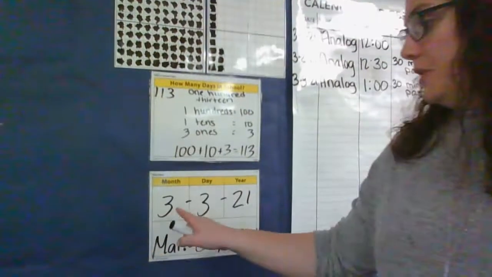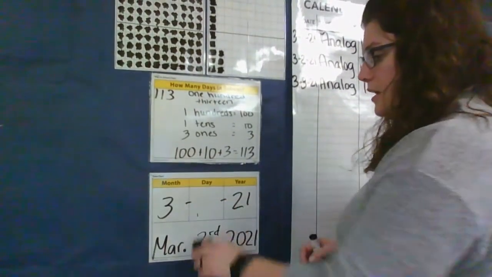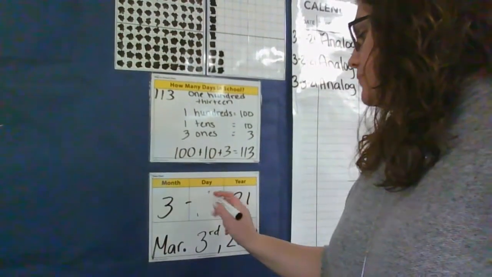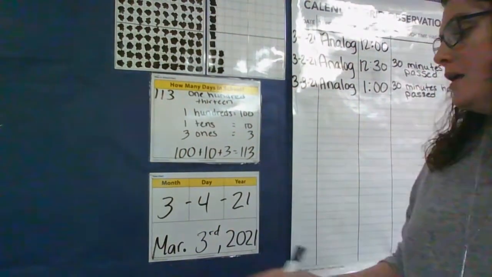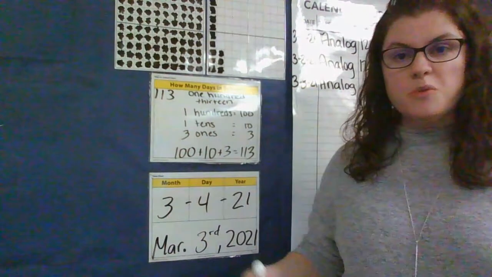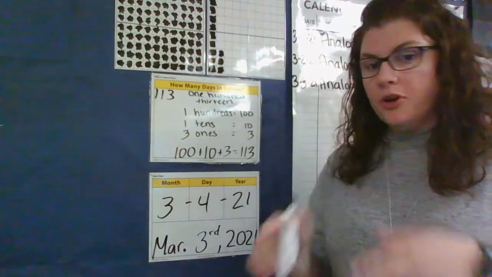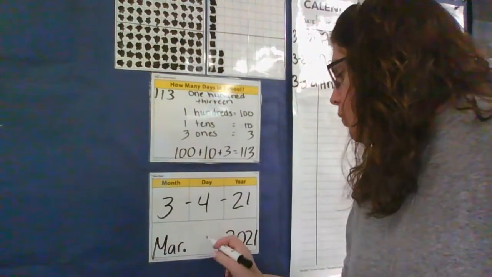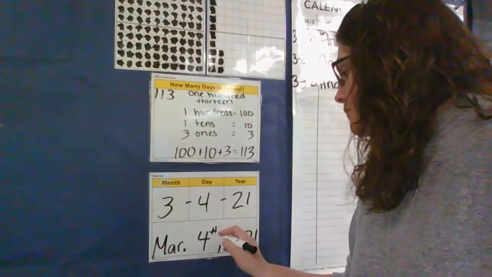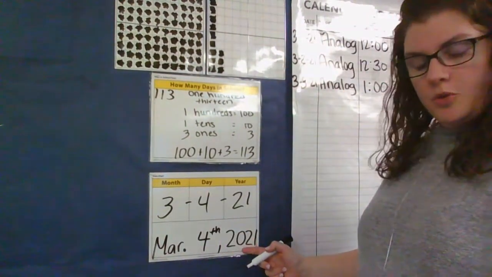Okay, we're going to leave that 3 right where it is for the month. We're going to update the day to the 4th. And we're leaving the year as 21. If you want to write the date in the longer version, remember March, when we shorten it or abbreviate it, is M-A-R period. The 4th. And the full year is 2021.